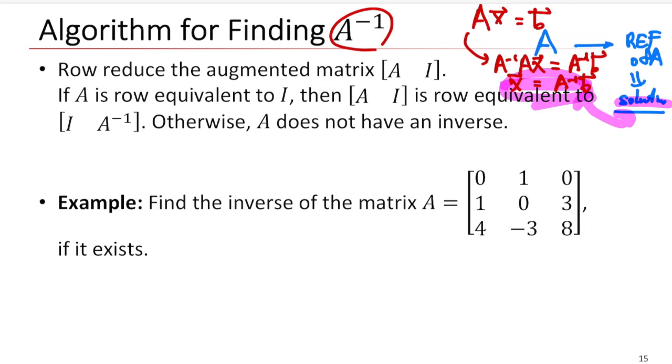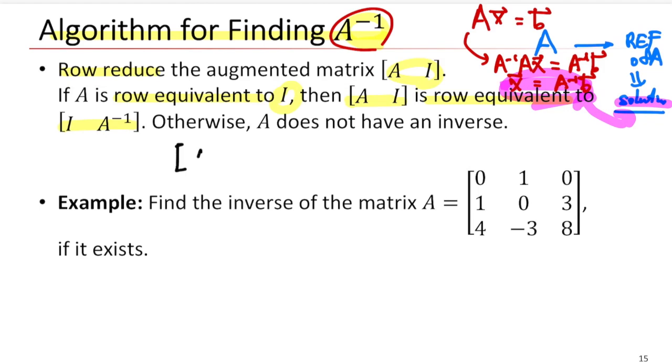So yeah, here is the definition. So how can I find the inverse of matrix A? First of all, let's row reduce the augmented matrix [A I]. And if A is row equivalent to I, then [A I] is row equivalent to [I A inverse], right?